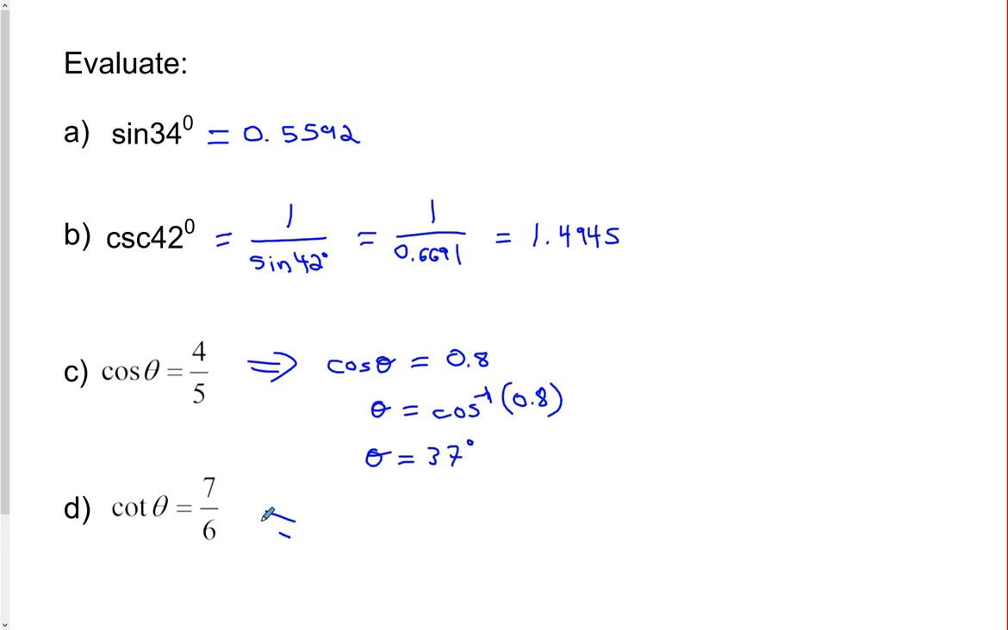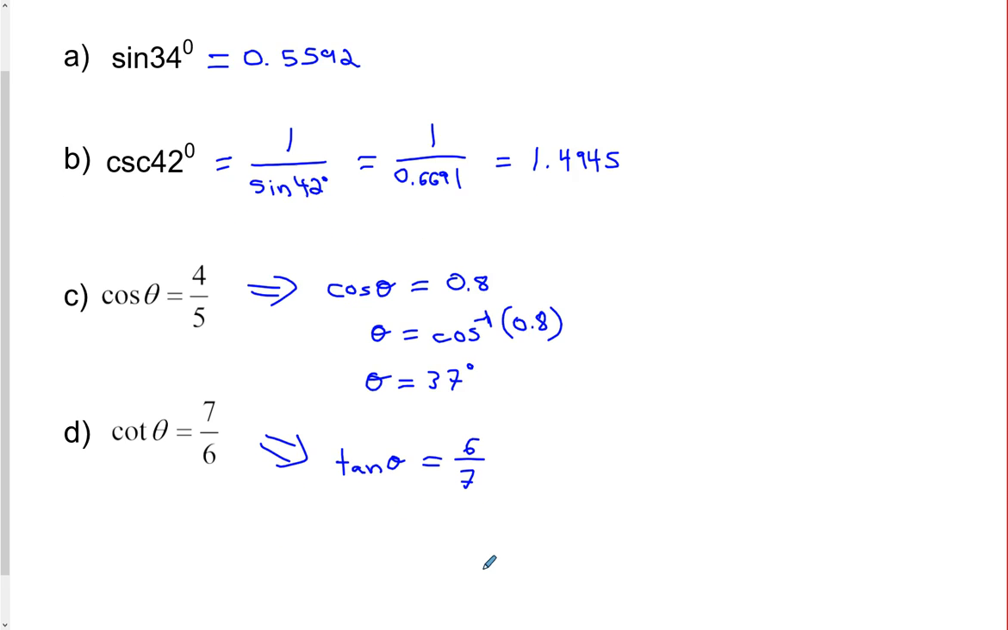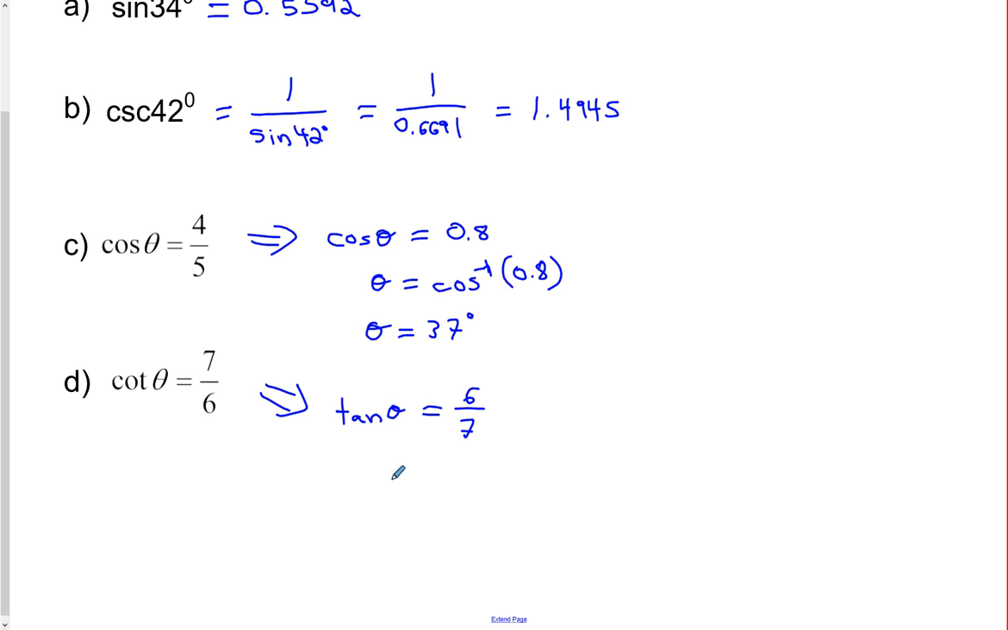So let's do that. I'm going to turn this to tangent theta, and I'm going to flip my ratio. It's now going to be 6 over 7. So by flipping it, I turn it into tangent because it's the reciprocal. The reason I did that is because I don't have a cotangent button on my calculator. If you have a cotangent button, great. But I don't have one on this beast, so I'm guessing that you don't either. Some calculators would have that button, but they're pretty rare.